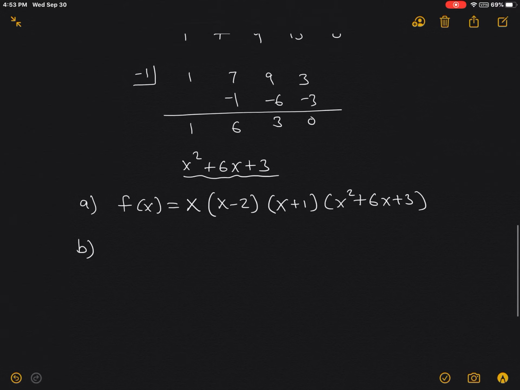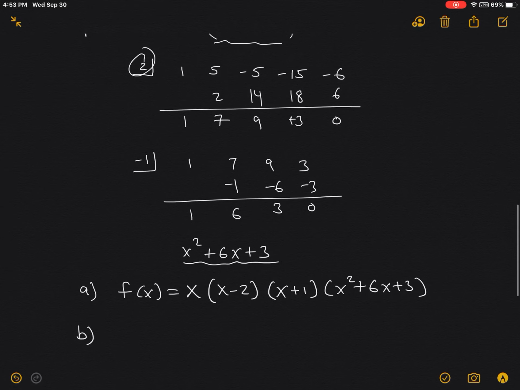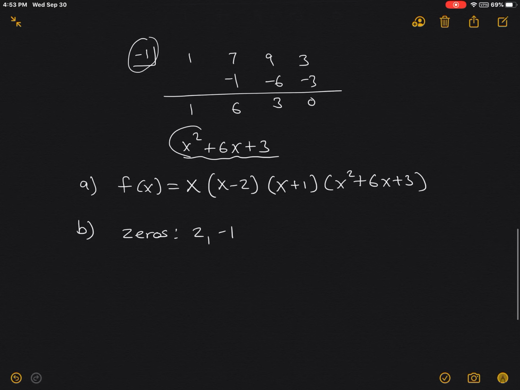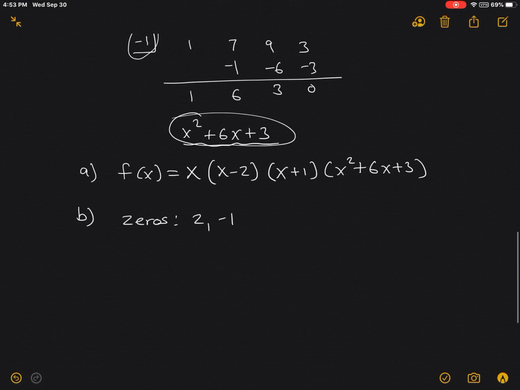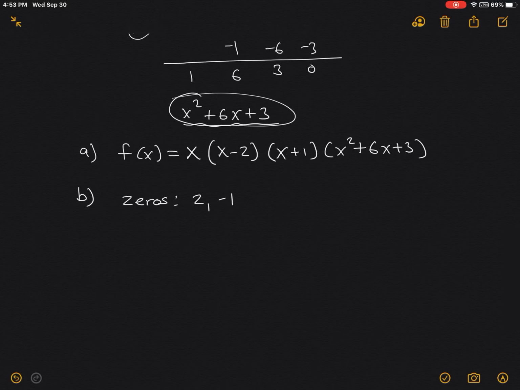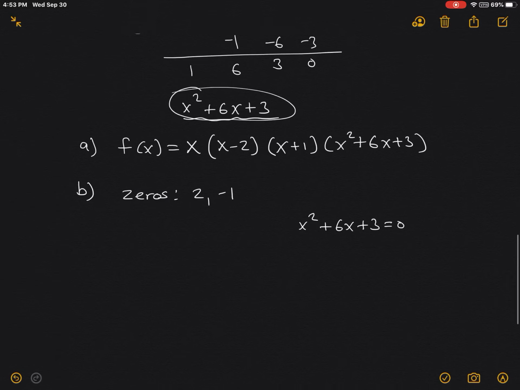All right, now part B, finding all the zeros. We already found 2 of them. We found 2 and we found -1. So my zeros are 2 and -1. But then we still have to figure out this guy right here, our quadratic, which is not factorable, but of course we could use completing the square, or we could use the quadratic formula. I think you guys have had enough practice of the quadratic formula. This one, I'm going to review how to solve using completing the square.